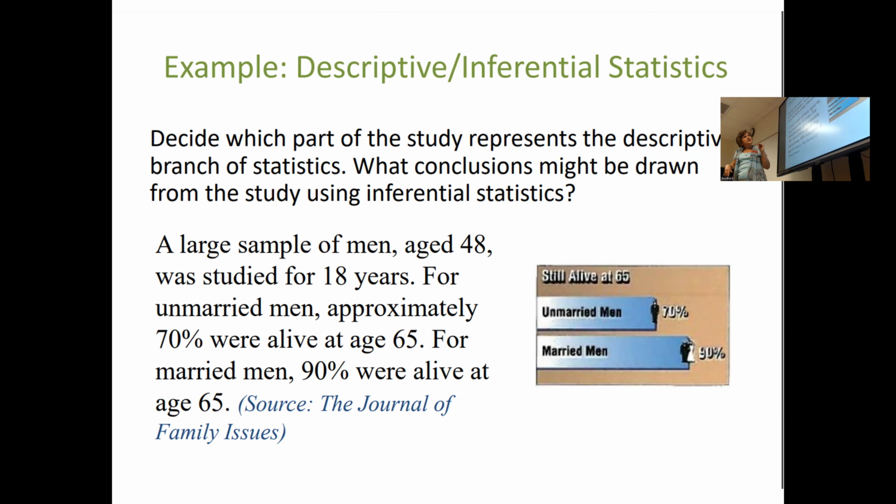All right, so look at this. Decide which part of the study represents the descriptive branch of statistics and what conclusions might you draw using inferential statistics. So this gives you the idea. We're going to use both branches. They're going to fit together. So it says a large sample of men aged 48 was studied for 18 years. For unmarried men, approximately 70% were alive at age 65. For married men, 90% were alive at age 65. Okay.